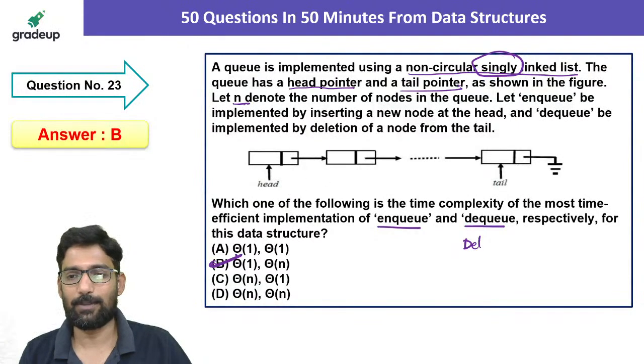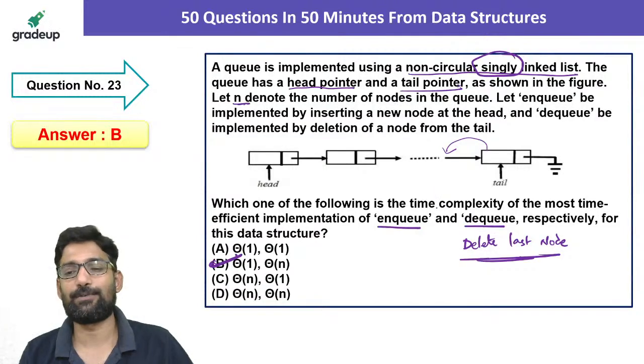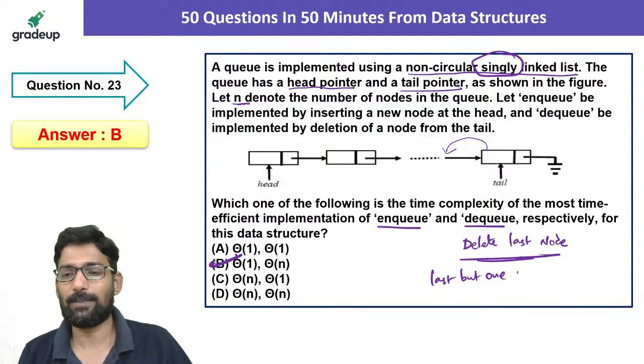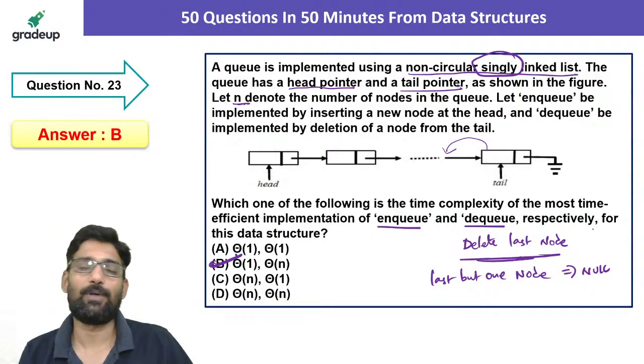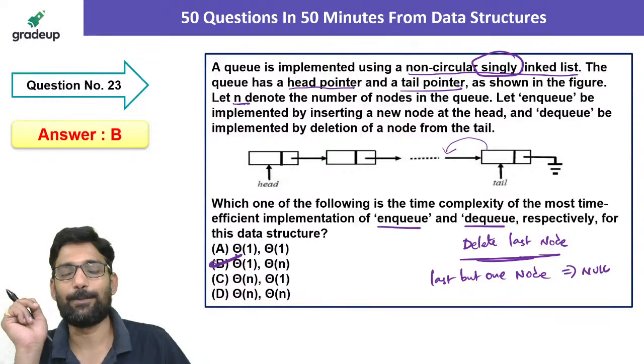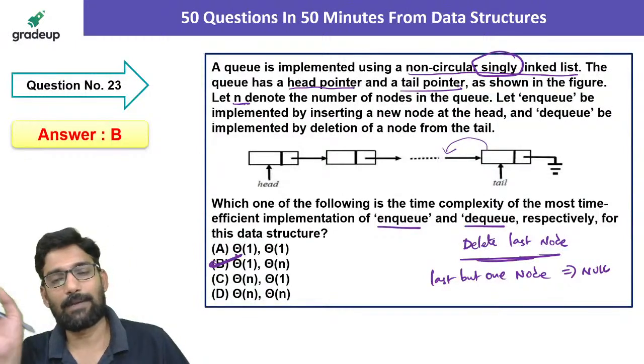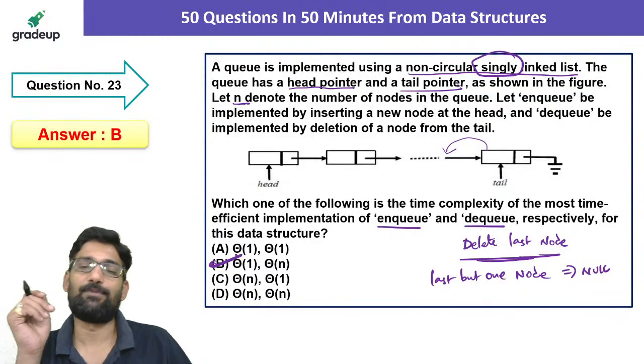the last node, the previous node, the last but one node, you have to point to null, no? The last but one node, how do you point to null? You don't have the reverse direction pointer. It's a forward pointer only, no? So, because it is a singly linked list, you have to traverse all the elements. That's why it is big O of n.